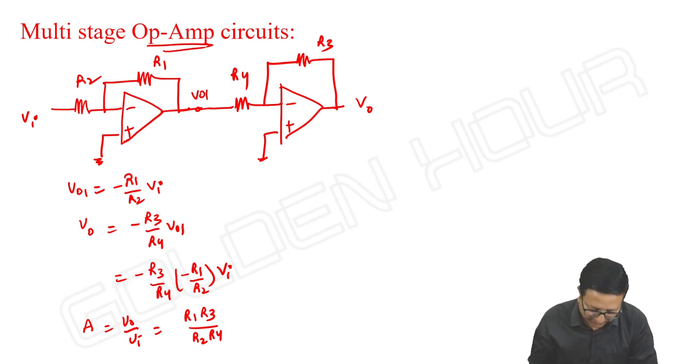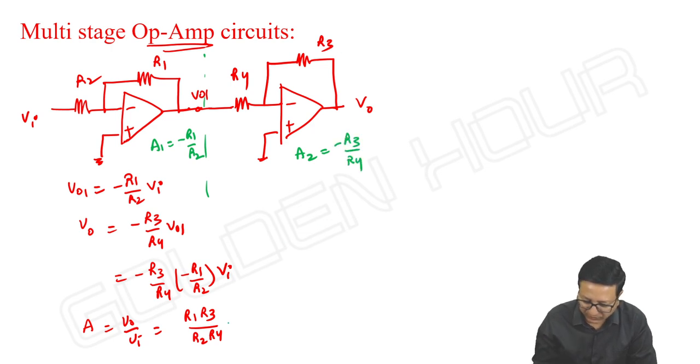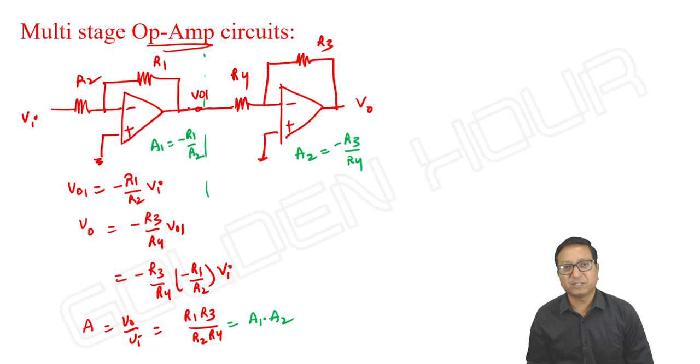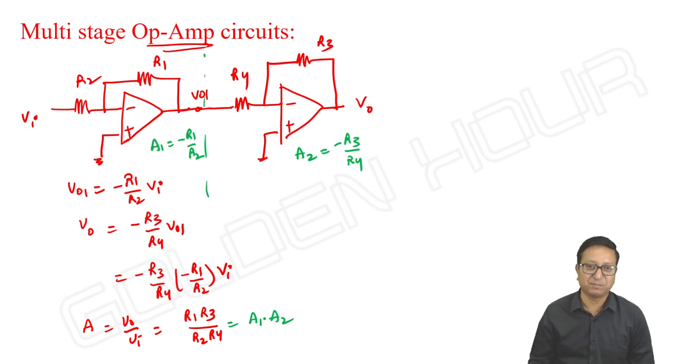See, what is the gain of the first stage? In multi-stage amplifiers like this, let me take it as A1, that is minus R1 by R2. And what about the gain of the second stage? Minus R3 by R4. So is it not equal to A1 multiplied with A2? Overall gain is equal to the product of the individual gains, no loading effect. That's the advantage with op-amp. If we take BJT, we observe that there is scope for loading effect, but here we need not bother.